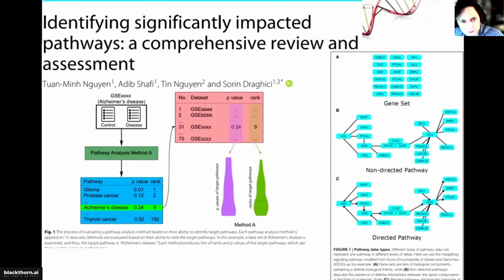So what basically was done in the article, the authors chose 75 data sets for different diseases, and they ran multiple tools in order to find pathways relevant to these data sets. For example, if the data set is from Alzheimer's disease, your tool will perform well if the target pathway has a relatively high rank, like first or second, and a good p-value.